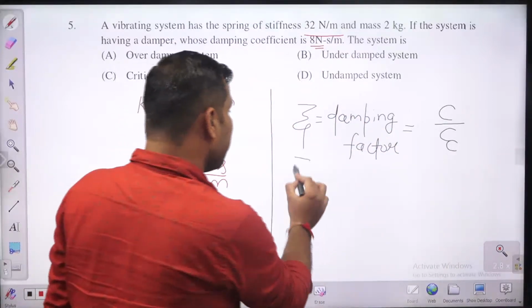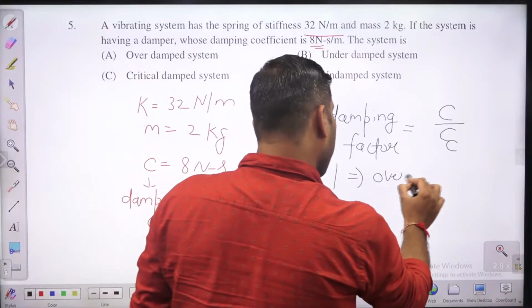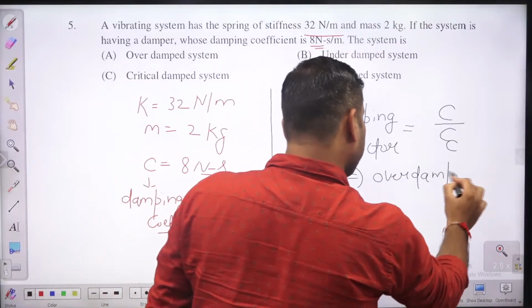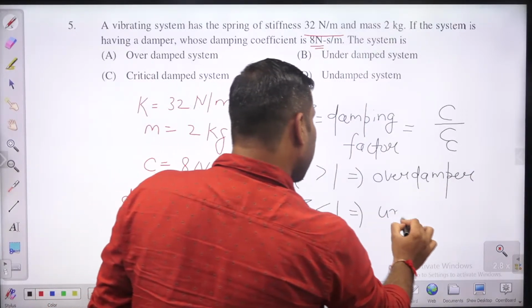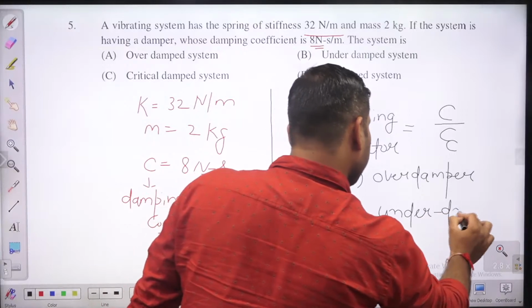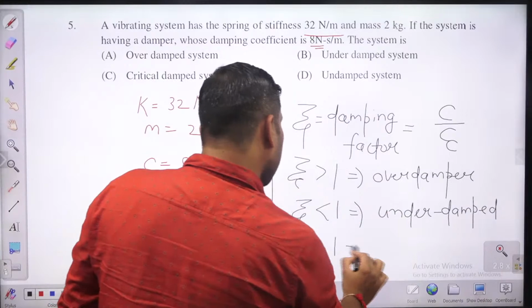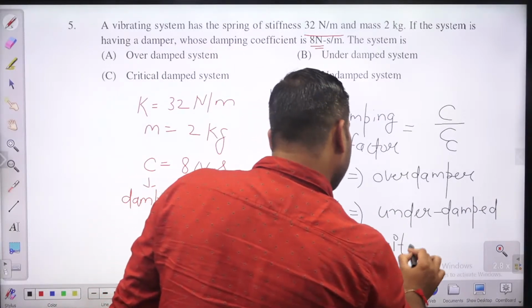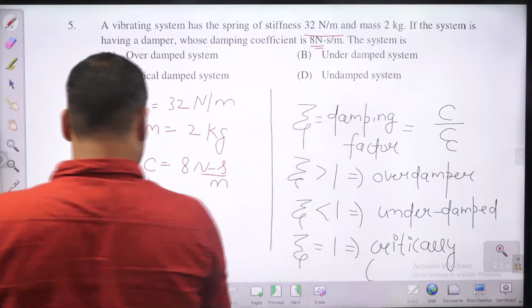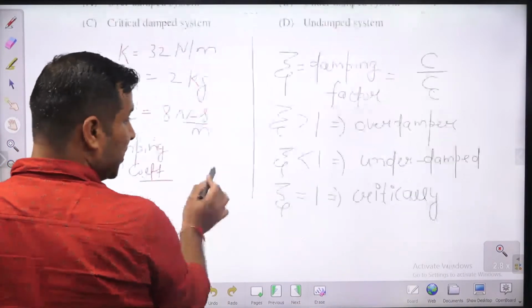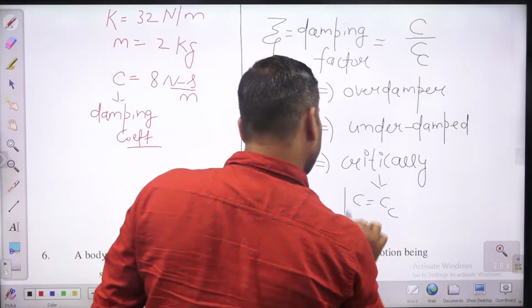And you know guys, if this damping factor is greater than 1, this is known as overdamped. Okay, if this factor is less than 1, this is known as underdamped. And if this damping factor is equal to 1, then this is known as critically damped. Critically damped means when C becomes equal to Cc, the damping which you are offering is equal to Cc.